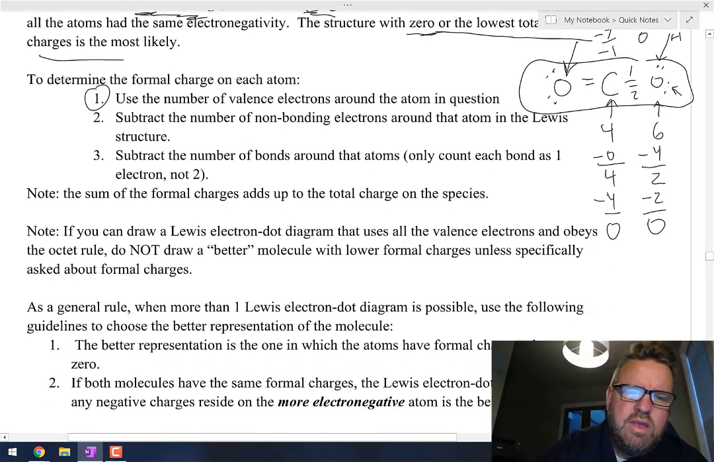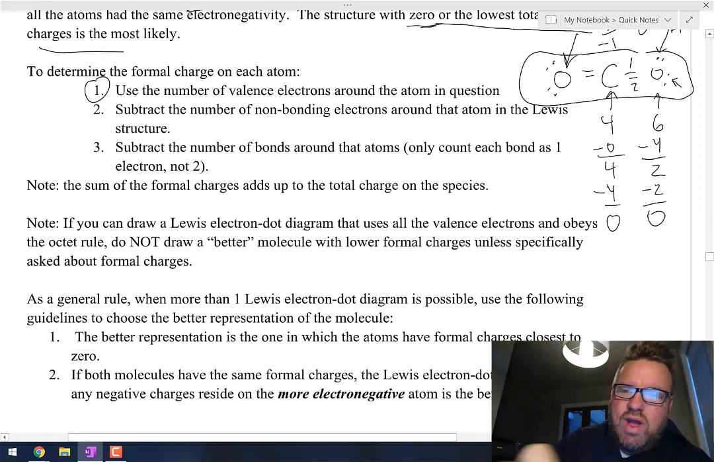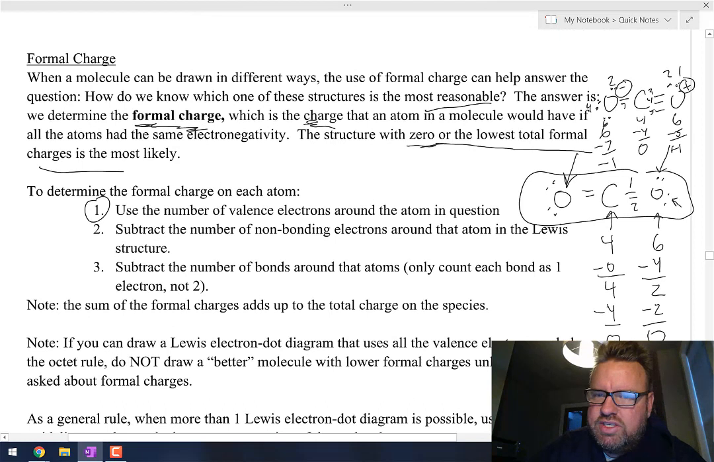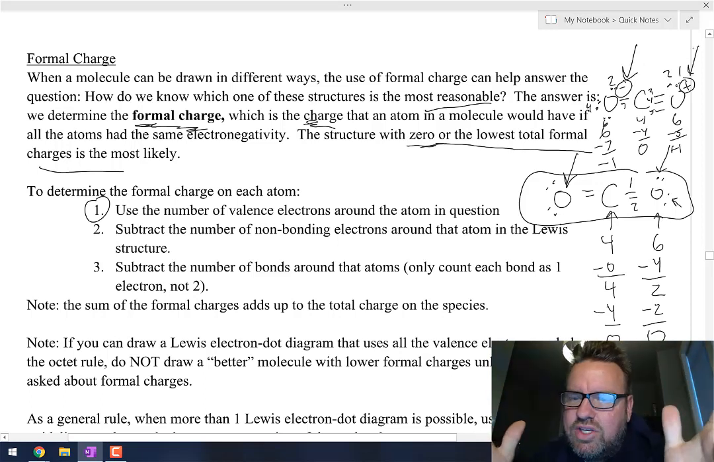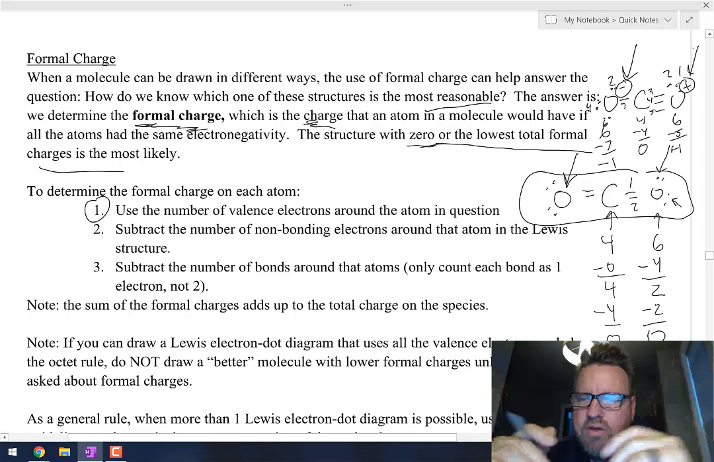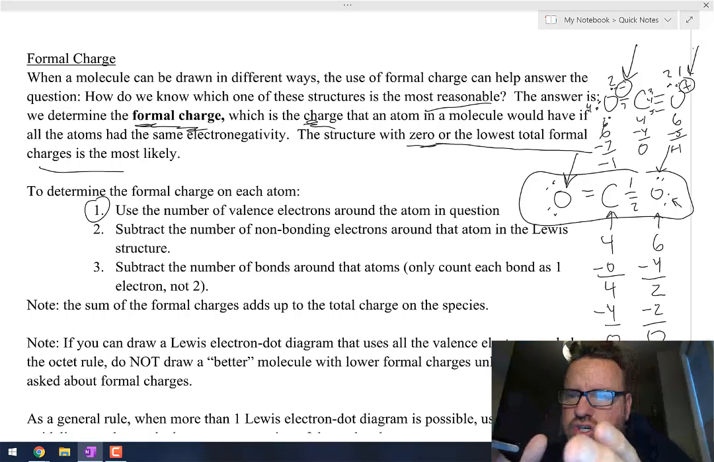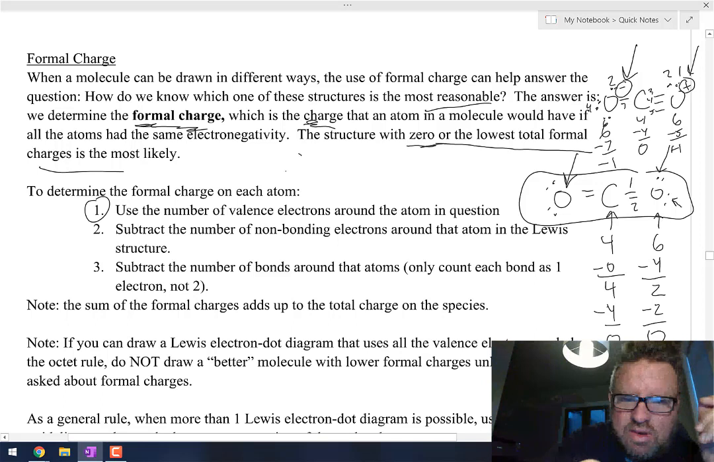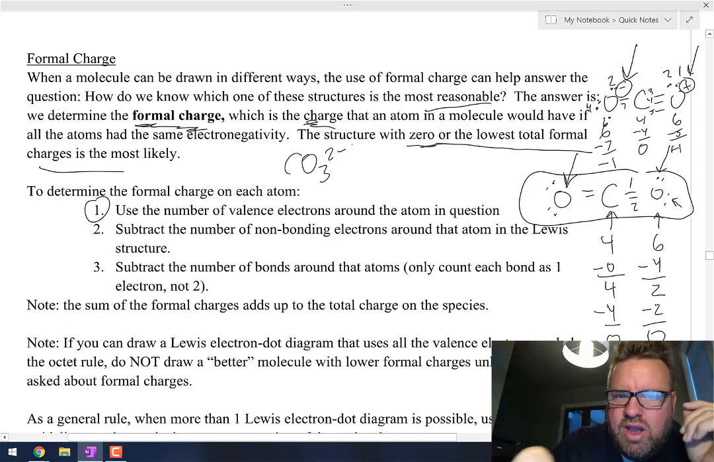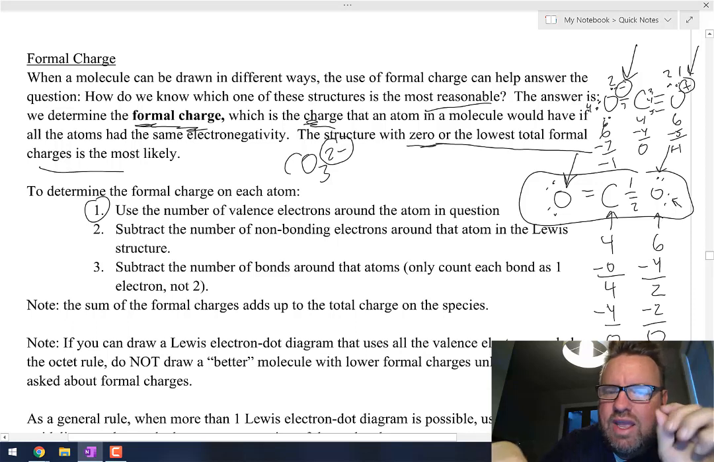Okay, now do note as well, what's kind of cool about the formal charges is CO2 does not have a charge on it. It's just CO2, nothing up in the corner. But notice you got a minus 1 and a plus 1. They do basically cancel each other out. The sum of the formal charges will always add up to the charge on the molecule. Let me show you another one, like in CO3 2 minus. The formal charges are going to add up to negative 2.